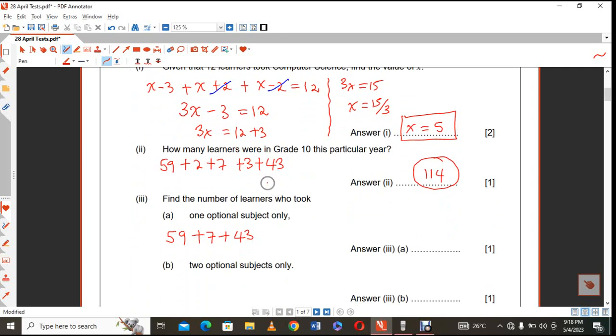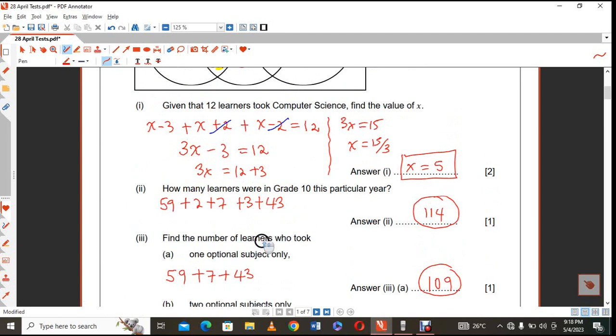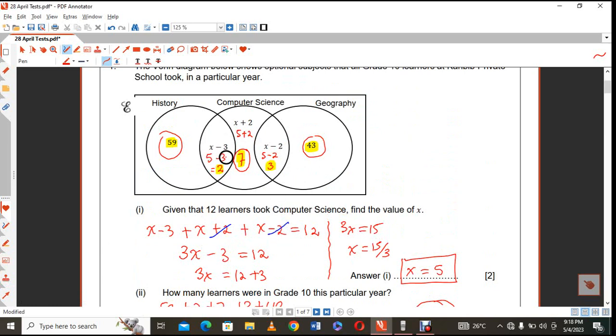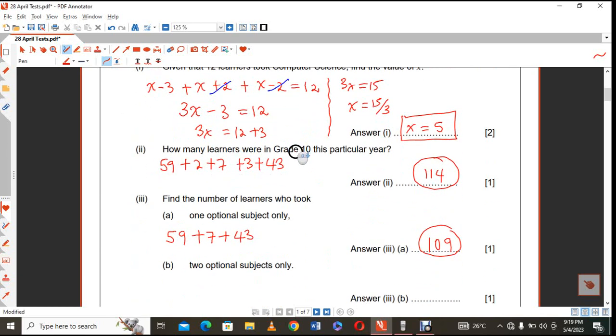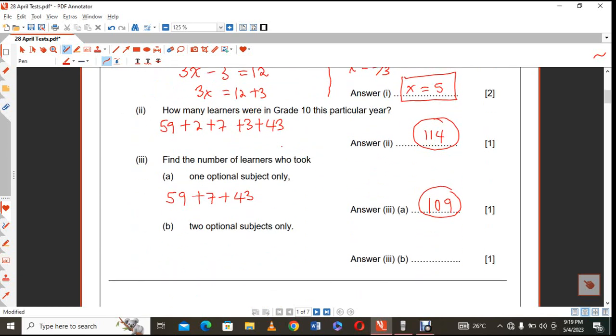Okay, all right, so adding all of that gives us here 109. Okay, so those learners only did one optional subject. The learners who did two optional subjects only is where you have the overlap, okay? So it's this two here, because these learners, they did computer science as well as history. And these three learners here, because they did computer science and geography. So is that 2 plus 3? Those would be the learners who took two optional subjects only. So that would be 2 plus 3 in this particular case. The answer is 5.